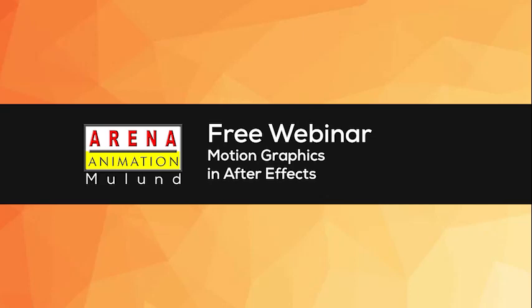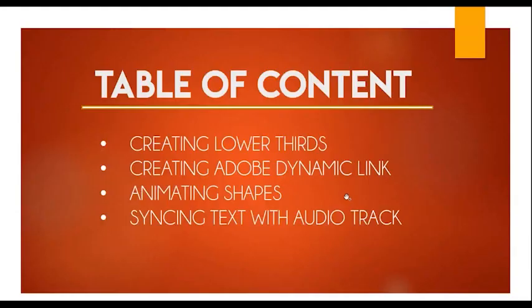So before starting this session, I would like to show you the topics or the modules which we'll be covering today. The first topic we'll be covering is creating lower thirds. Next is creating Adobe Dynamic Link. Third is animating shapes. And the last one is syncing text with audio track. So these are the four things which we'll be covering today. And let us start with the first one, which is creating lower thirds.